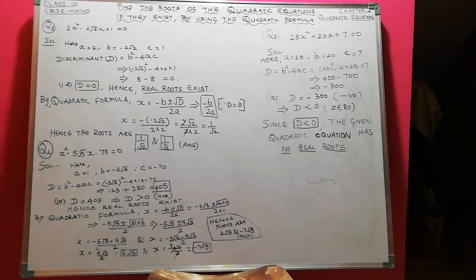Now we can make use of the quadratic formula, x equal to minus b plus or minus root D by 2a. When D is 0, this plus or minus 0 gets cancelled. So it gives the expression, when D becomes 0, x equal to minus b by 2a. So both the roots will be the same thing, minus b by 2a.